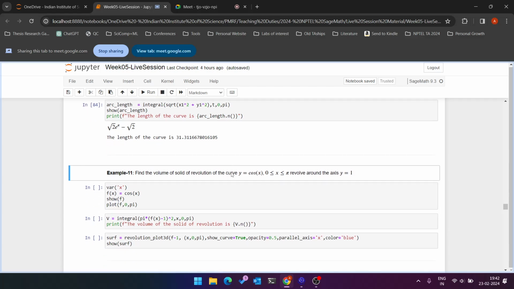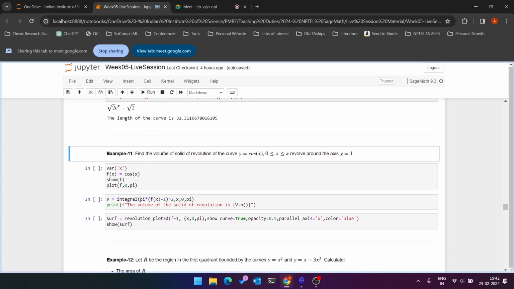Next, we wish to study solid of revolution. We want to find out what its volume looks like. So it's basically the curve formed by rotating the curve y equals cos of x, bounded between 0 and pi, around the axis. Sorry, when it is revolved around the axis y equals 1.